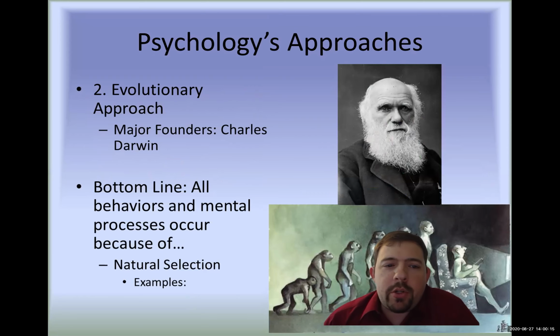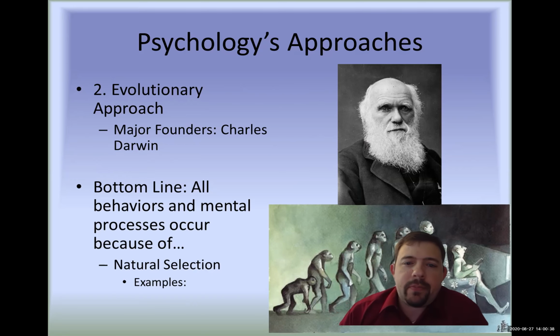The evolutionary approach of psychology dates back to Charles Darwin initially coming up with his theory of evolution. When we look at the bottom line of explaining human behaviors and mental processes, everything comes down to Darwin's idea of natural selection. The other term that you should think of when you hear Darwin and evolution would be survival of the fittest. There are a lot of common misconceptions about what evolutionary theory actually states, and I want to address those first.